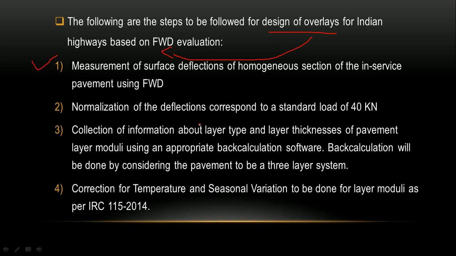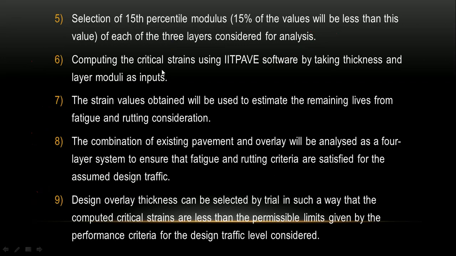The deflection is measured by the falling weight deflectometer, along with the corresponding temperature, that is, the deflection under the 40 kilonewton load. We also collect information on the type and thickness of the layers and the modulus of elasticity of the different layers, and the correction for temperature and seasonal variation is applied. We have already discussed the numerical related to the design of overlay, in which we apply the temperature as well as the seasonal correction, as per the IRC guidelines.